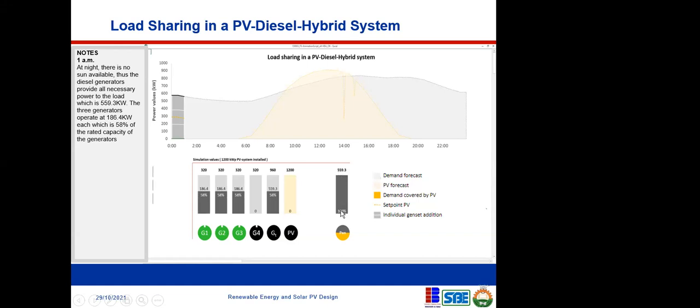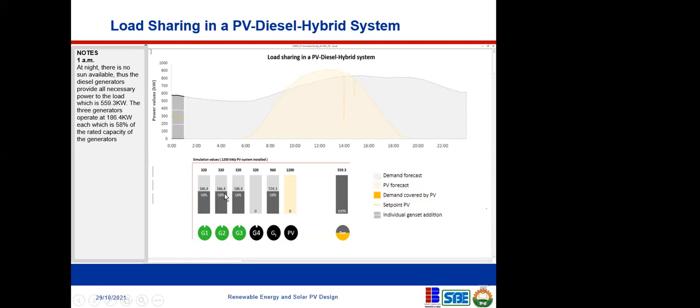559.3, and all of it is coming from the generator. That's why it is 100% gray. They're all coming from the generator. So the three generators operate at 186.4 kilowatt each, which is 58% of the rated capacity of the generator.